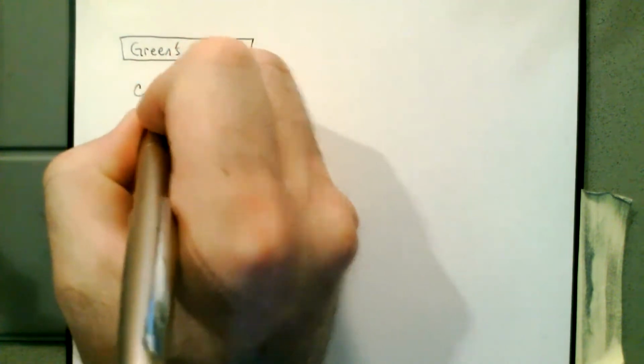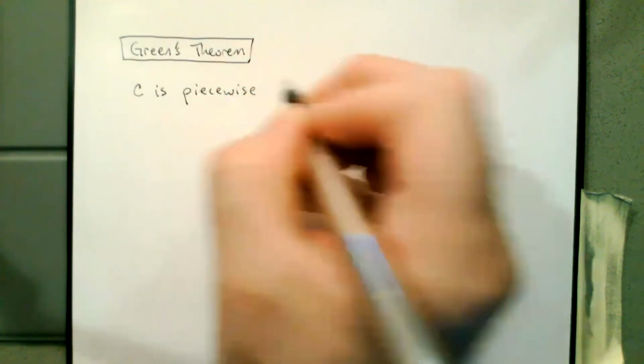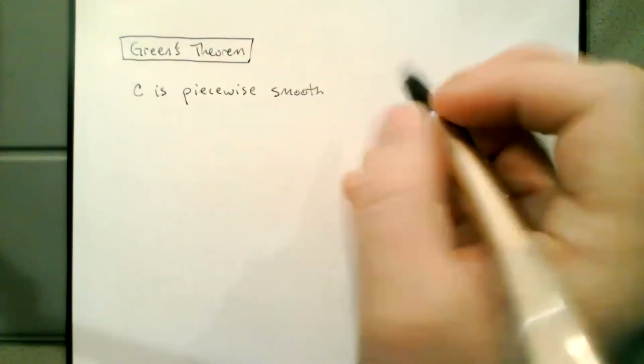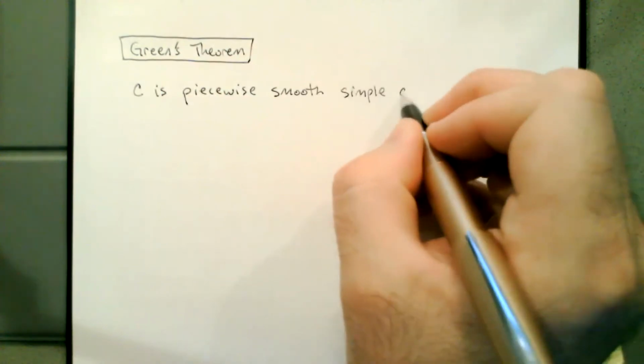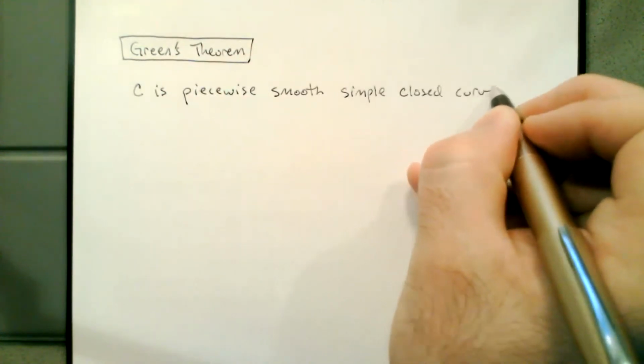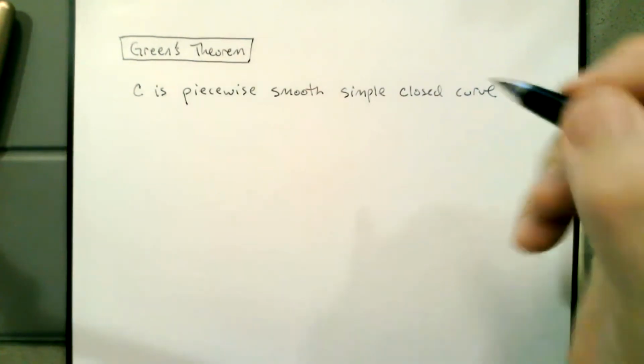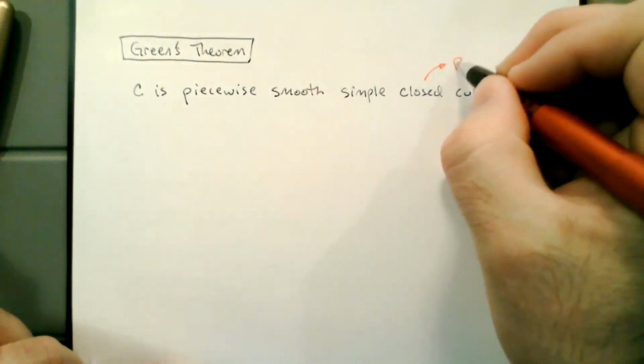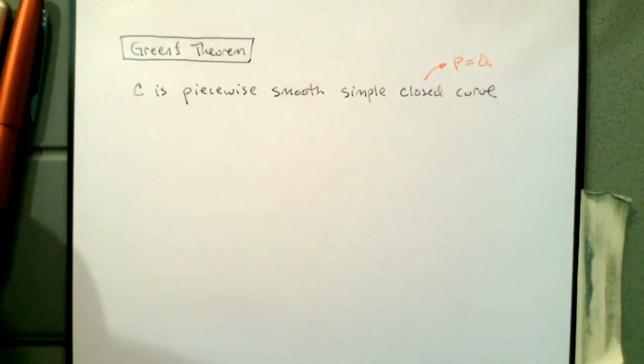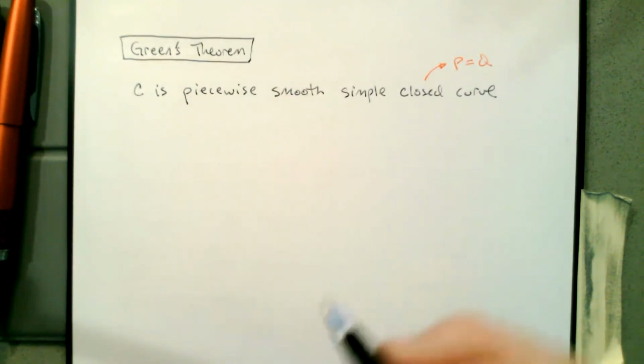So let's suppose that C is a piecewise smooth, simple closed curve. Closed just means the starting point is the ending point. Simple means that the path does not cross itself until the start meets the end. So closed means the starting point and the ending point are the same. Simple means the path does not cross itself.